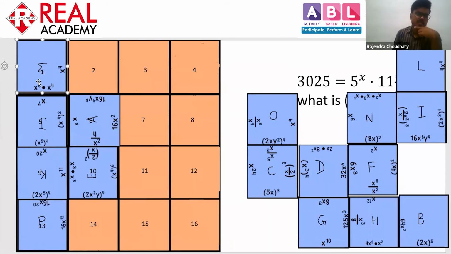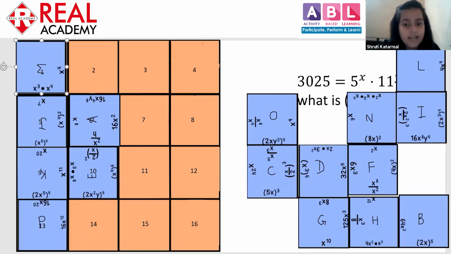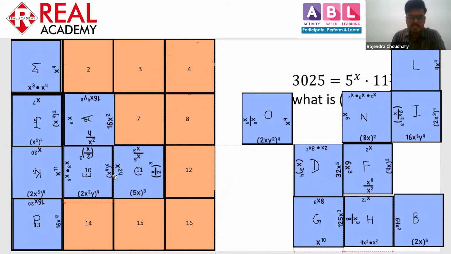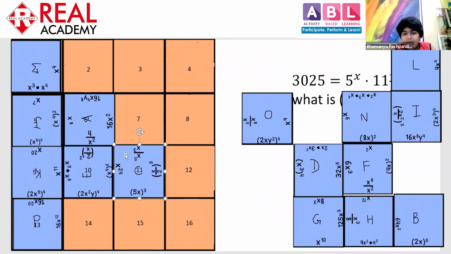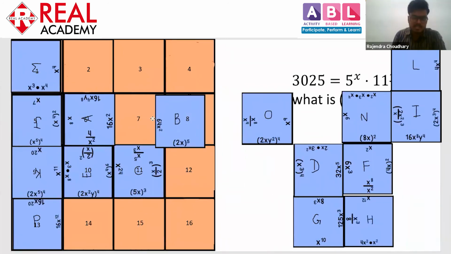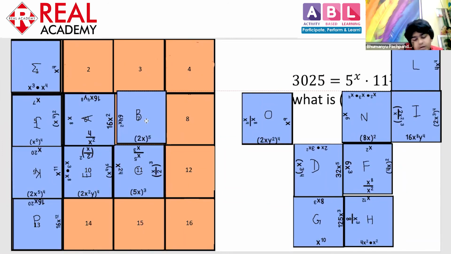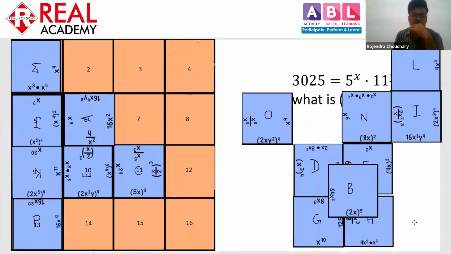Correct. Next, I'll give the chance to Shruti because she spoke earlier. Sir, C will come on 11 as it is, no need to rotate. C is 11 as it is, yes, x raised to 24. Now, Bhumanyu, then sir, B on 7, no need to rotate. Bhumanyu, this is wrong, na? B will not come on 7.